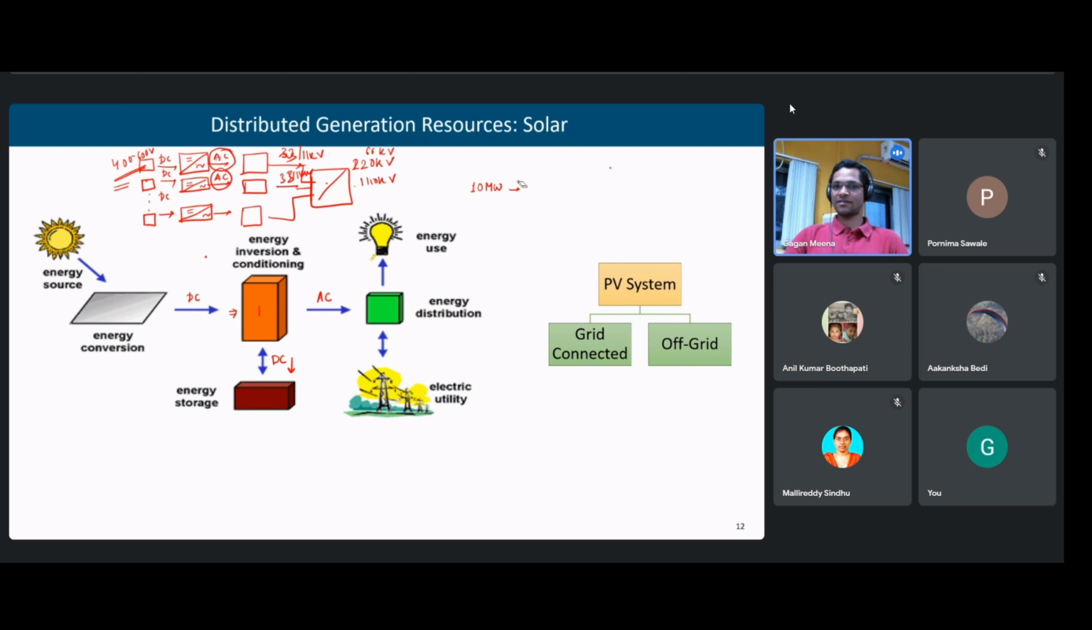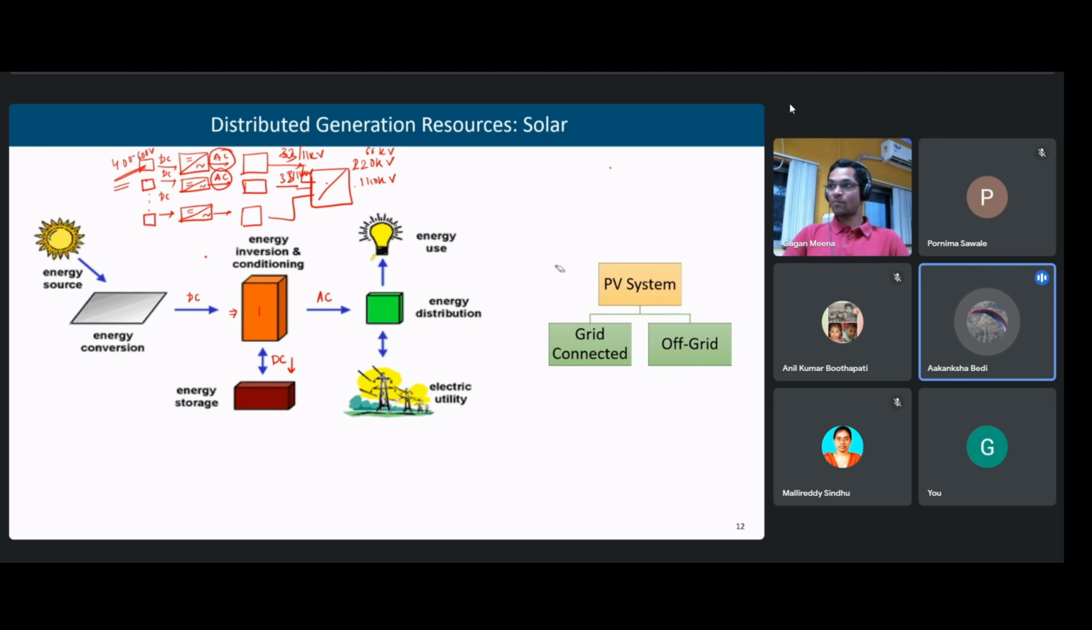Is it clear? Yes, sir. Thank you. Maybe next time, if I get some practical layout of a farm, I will share. I will show it in the class.